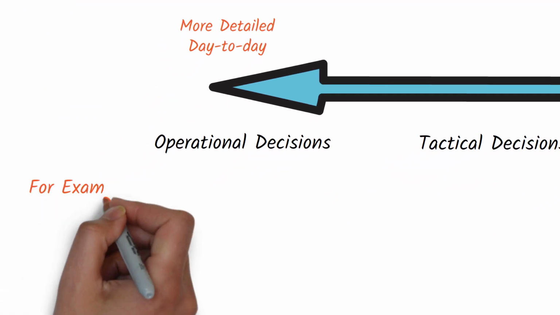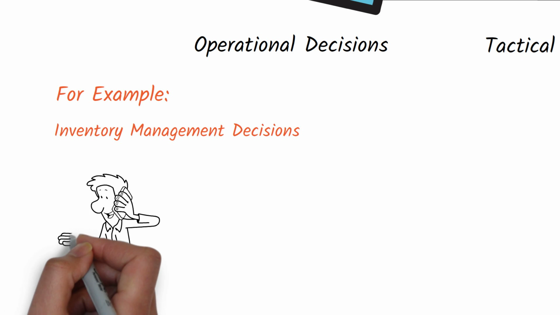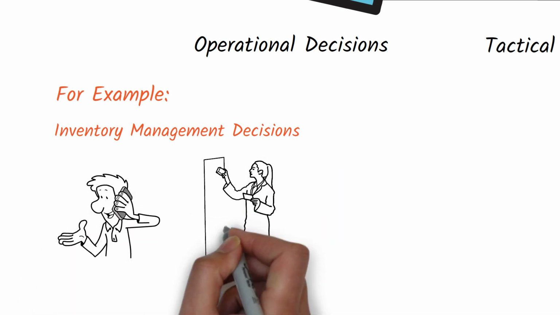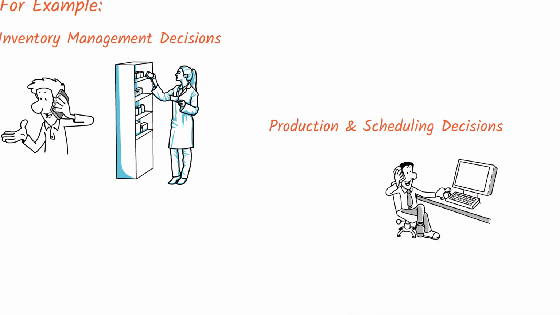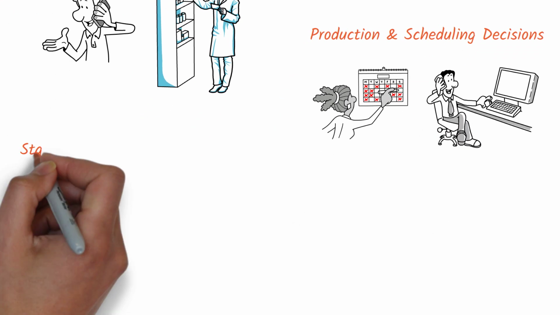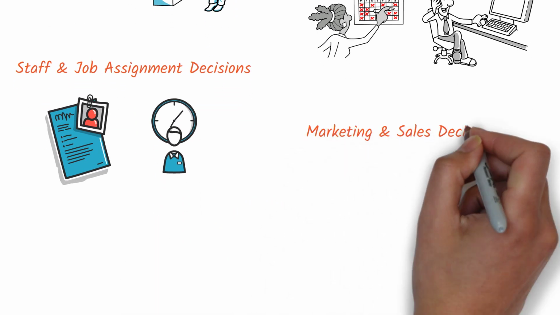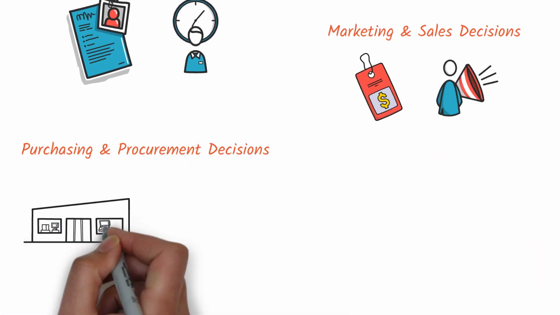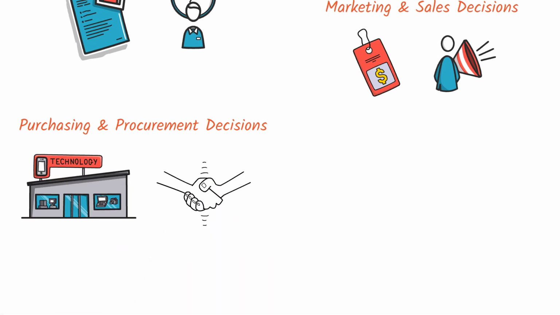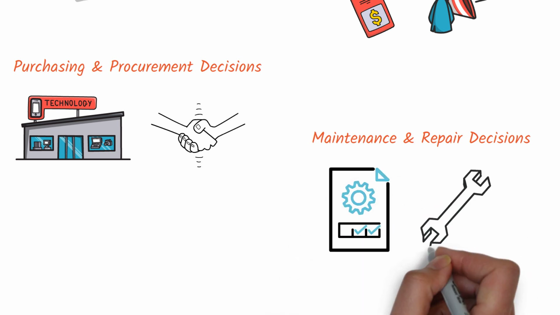Some examples of operational decisions that get made include things like inventory management, when to reorder products and how much inventory to keep on hand. Production and scheduling decisions that determine how many products to produce each day and which orders to prioritize. Decisions about staffing and scheduling, like the shifts and jobs assigned to individual employees. Marketing and sales decisions, such as setting prices and deciding which advertising channels to use. Purchasing and procurement decisions, such as choosing vendors and negotiating prices. And maintenance and repair decisions, such as deciding on when to perform maintenance on equipment and which repairs to prioritize.